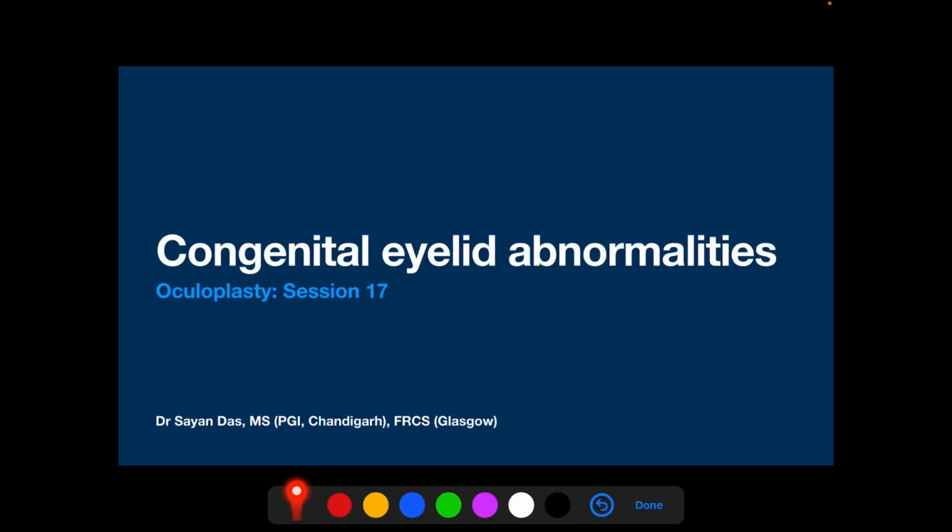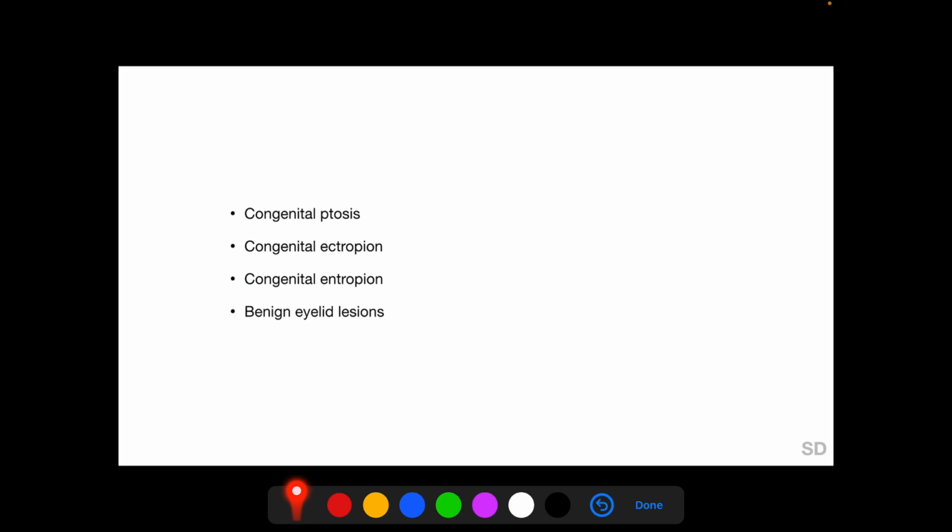Welcome. In this session, we are going to discuss the congenital abnormalities of the eyelid. However, we will defer discussion on congenital ptosis, ectropion, and entropion to the respective sessions on ptosis, ectropion, and entropion, and also defer our discussion on congenital benign eyelid lesions such as capillary hemangioma, port wine stain, and nevi to the session on benign eyelid lesions.